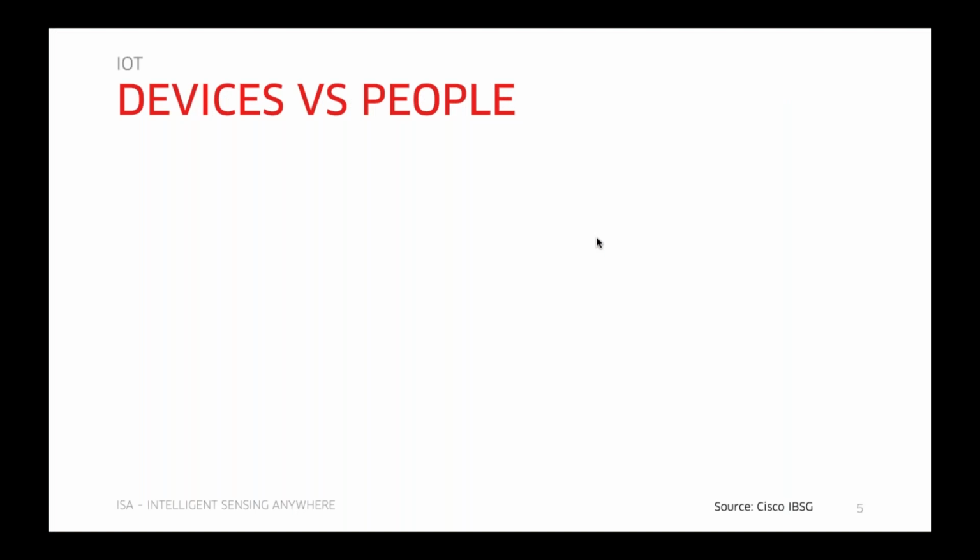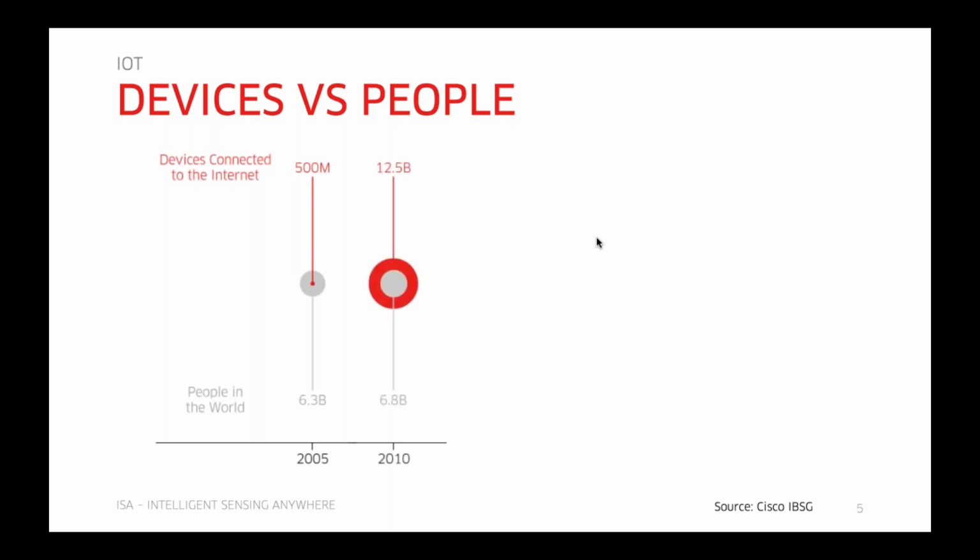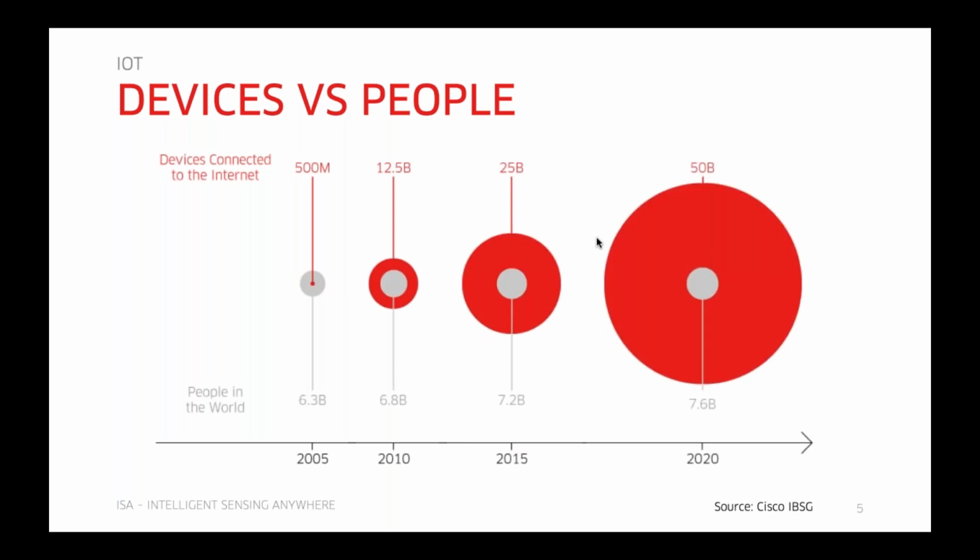On the growth of IoT, Cisco did this research a few years ago, and it's impressive to see that in 2005 there were 6.3 billion people in the world, while we had 500 million connected devices. This is just in 2005, before the iPhone and smartphones, there were already 500 million connected devices, which would obviously include computers. But today the forecast is that in 2020 there will be 7.6 billion people on the planet and 50 billion devices connected to the internet, generating data.